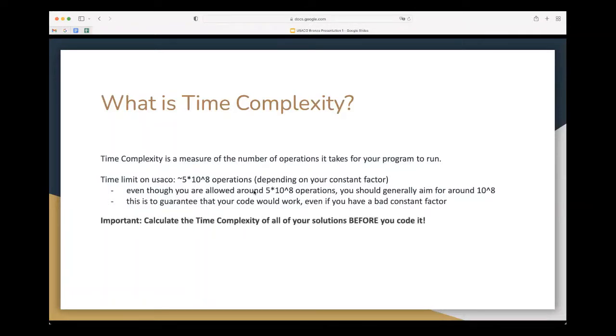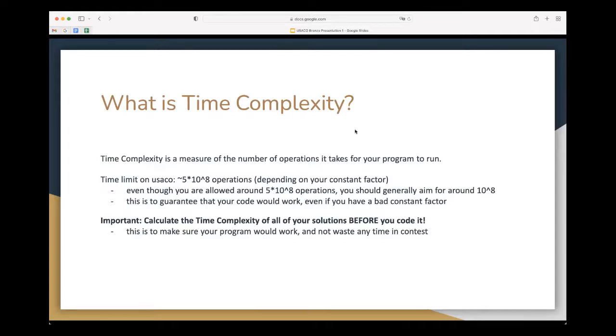And the most important part about this is you always want to calculate the time complexity of all of your solutions before you code it. This is for many, many reasons. But this is to make sure that your program would work and you wouldn't waste any time in your contest. Let's say you think of a solution and you're like, oh, this is so efficient, it's definitely going to work. But then after you code it, you realize the time complexity is too large and it times out on everything except for the sample.